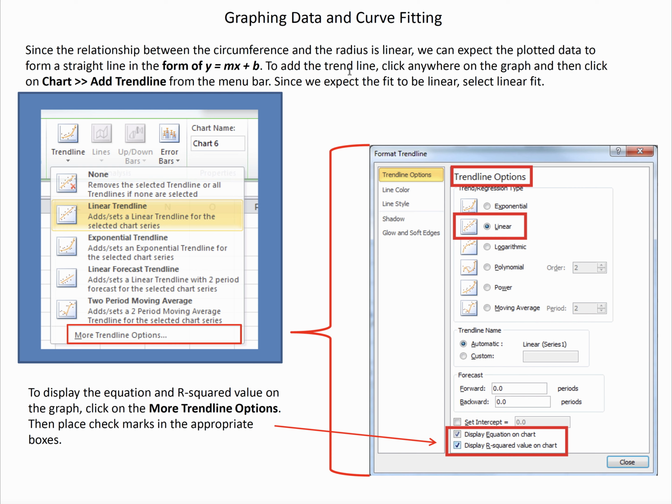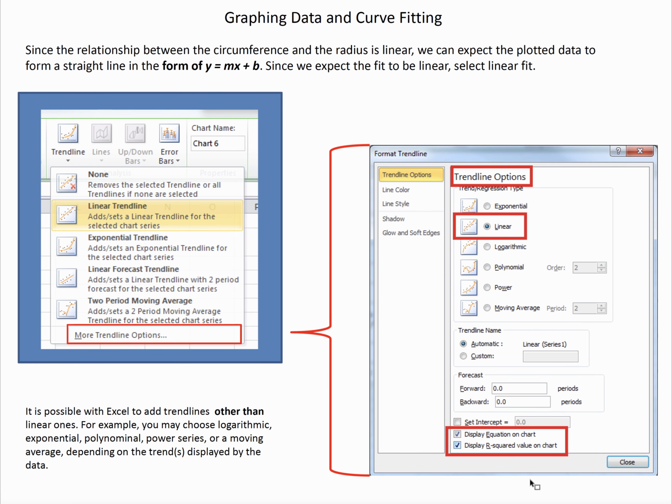To add the trend line, click anywhere on the graph and then click on Chart, Add Trend Line from the menu bar. Since we expect the fit to be linear, select the linear fit. To display the equation and R-squared value on the graph, click the More Trend Line options, then place check marks in the appropriate boxes. So that's going to automatically do that for us on our graph.